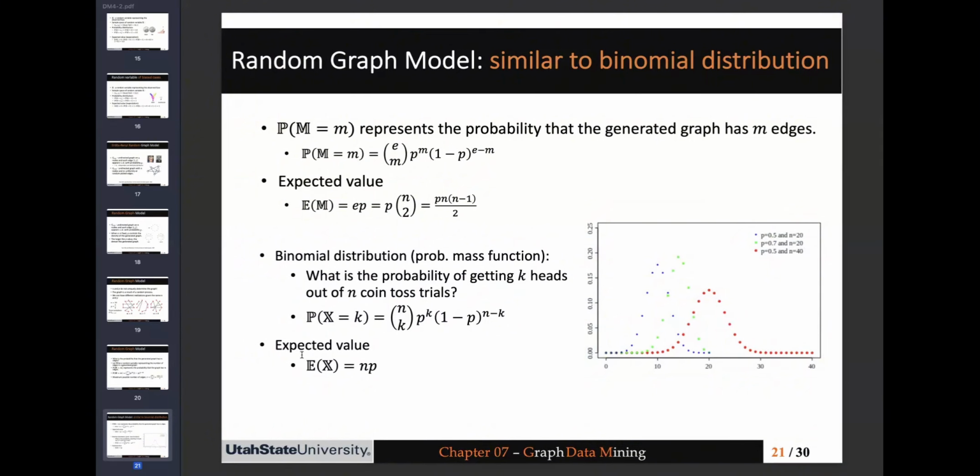In this example, the expected value is nothing but n, the number of nodes, times p, which is the probability of getting an edge between two random nodes in this case. So the expected value is nothing but n times p in any random graph example that you might have.